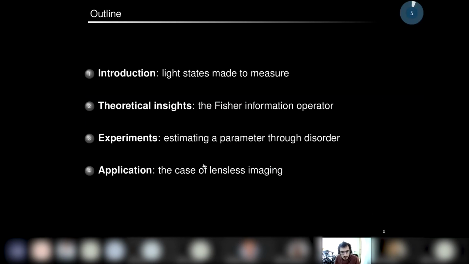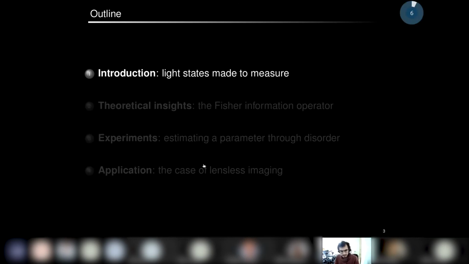So this lecture will be divided into four subsections. First, I will explain what I mean by light state made to measure. Then I will introduce a theoretical tool that we call the Fisher information operator. Then I will show how to use this tool in an experiment to perform precise measurements. And finally, I will talk a bit more about applications and in particular explain the case of lensless imaging.